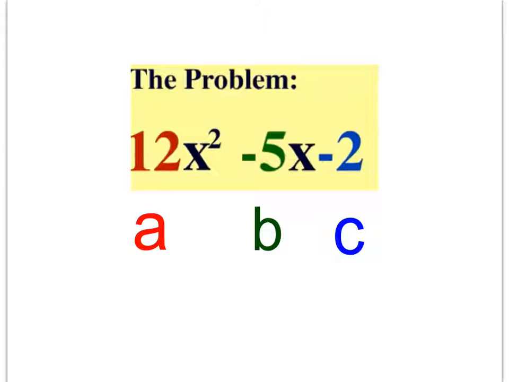So for our first example, we are going to factor 12x squared minus 5x minus 2. I have color-coded what each coefficient stands for. So 12 is A, negative 5 is B, and negative 2 is C.